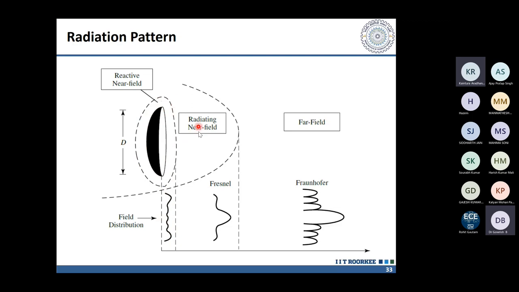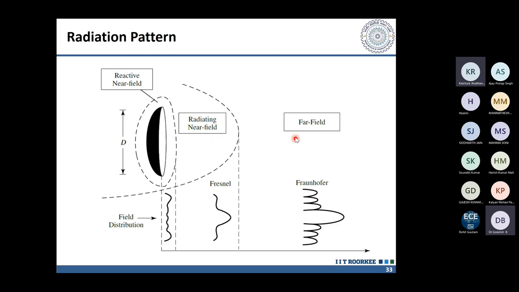Then we move into the radiating near field. Once you start moving away from the antenna and probe somewhere in this region, where D is the maximum dimension of the parabolic dish, we start seeing some kind of a radiation pattern. Yes, at theta equal to zero there is maximum radiation, and that kind of makes sense. But if you probe the field here, it will be close to this, and if you probe here, it will be close to this. That means the pattern is varying with the distance, and that variation indicates that we are in the radiating near field.